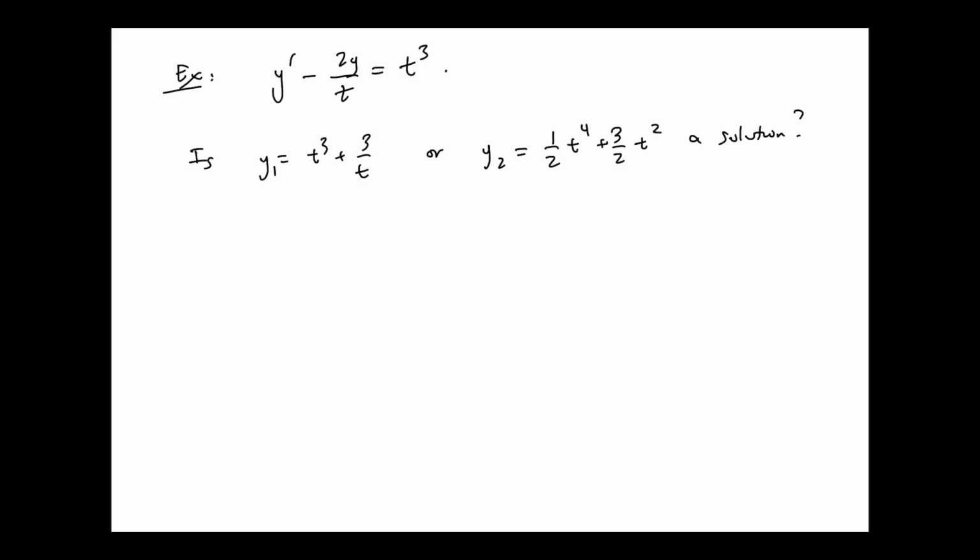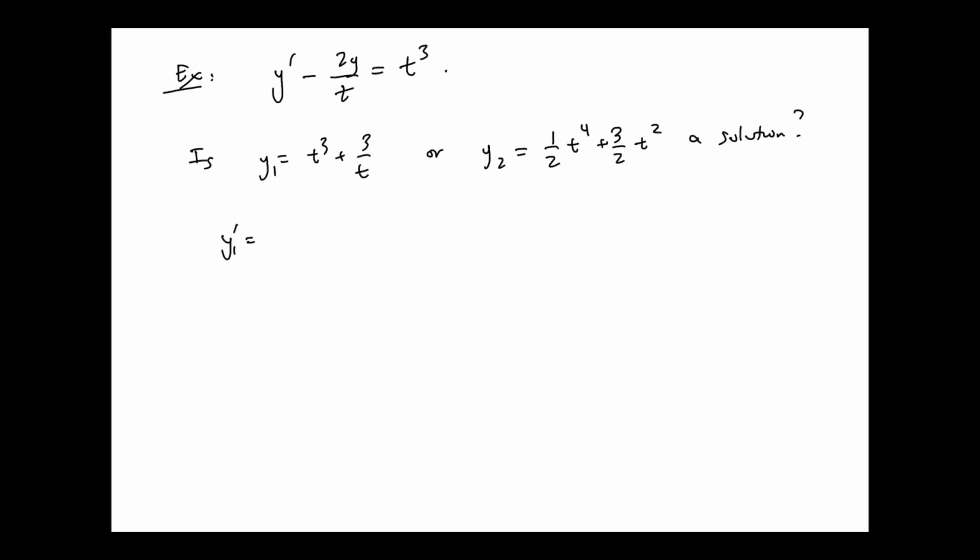So here I have two things that are purported to be solutions to this differential equation. How can I check whether or not they actually are? I have the equation y prime minus 2y over t equals t cubed. If I take the derivative of each of them and plug them into that equation and simplify, and I get t cubed out the other end, then what does that tell me? That it is a solution. And if I don't get t cubed, then it's a fake Rolex.